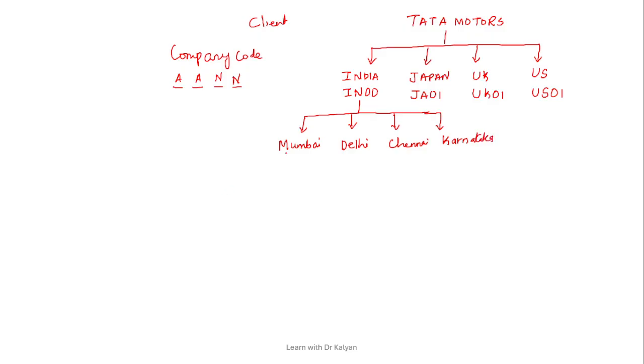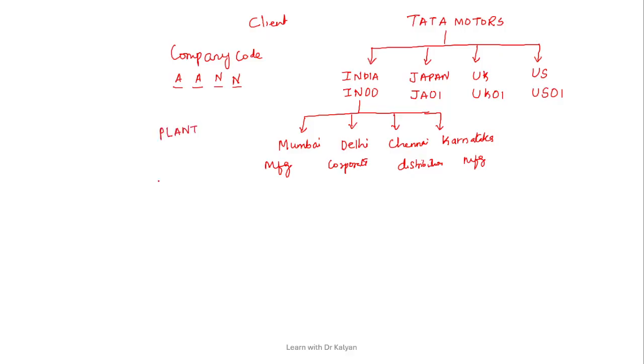The main job of the plants in India is manufacturing. Let us assume that Mumbai is manufacturing, and in Delhi they have a corporate office, and in Chennai they have a distribution center, and in Karnataka, once again, there is a manufacturing plant. So what you have to understand is that whether it is a manufacturing plant, a corporate department, or a distribution center, all of these are called a plant.